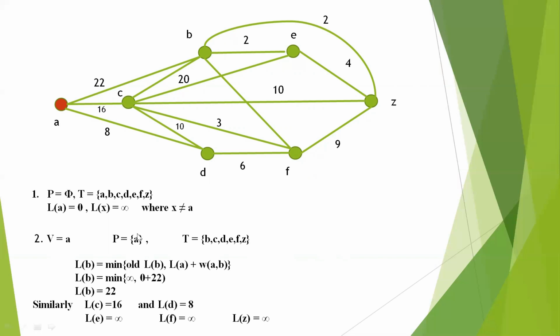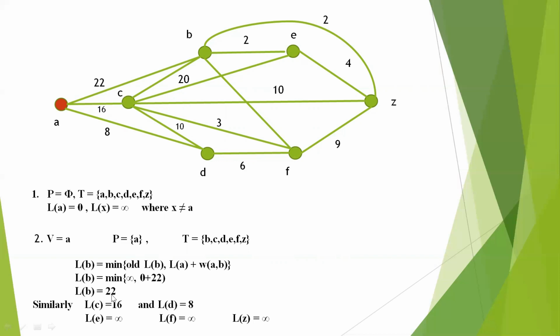So minimum of load B, comma, load A plus weight on edge, which connects A and B. Initially the old load of B equals infinity and the load of A equals 0. So we put 0 here, and the edge weight equal to 22, which connects vertices A and B, so we write down 22 here. If we find the minimum between infinity and 22, 22 is the minimum. So the load of B equals 22.